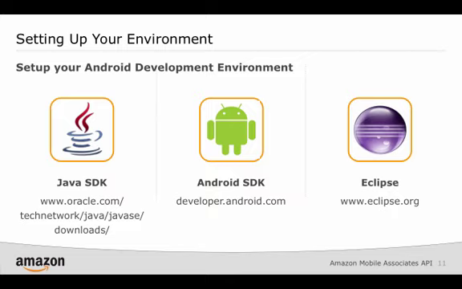Before you can start developing mobile apps for the Amazon App Store and Kindle Fire tablets, you must first set up your development environment. At a minimum, you'll need to install the Java Development Kit, the Android SDK, and an Android device or emulator. In this presentation, we'll be using Eclipse, an open-source integrated development environment. You can find more information regarding Java, Android, and Eclipse at the links listed here.